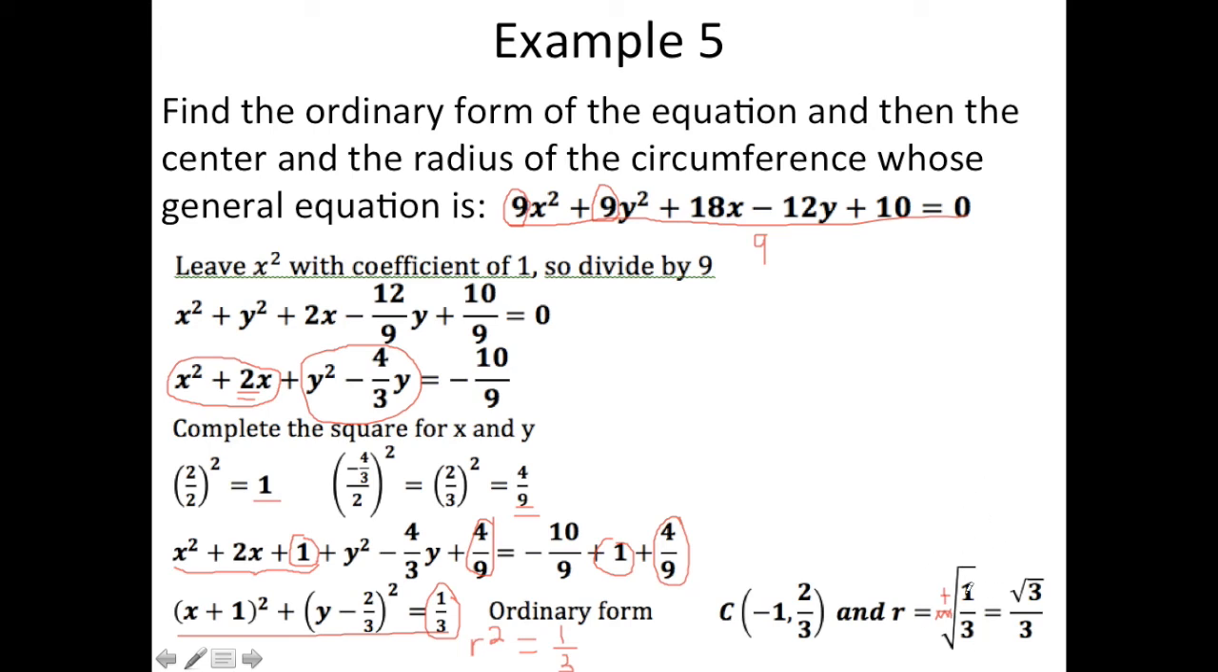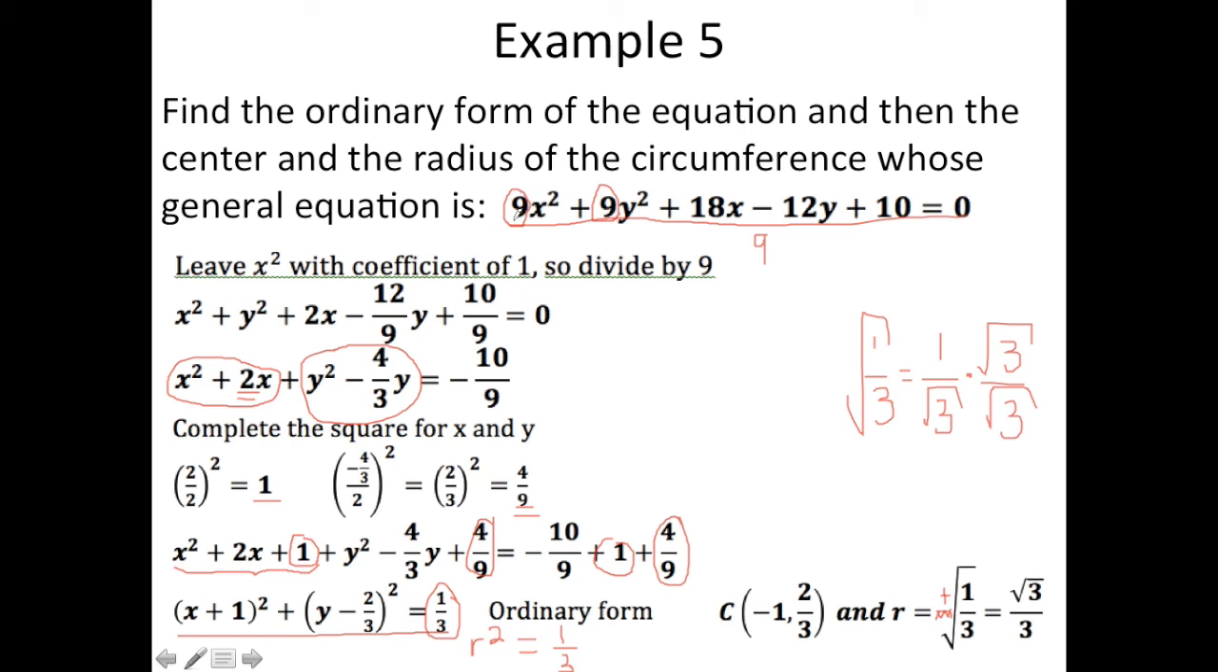Okay? And this, guys, I can rationalize. Remember that the square root of 1 over 3 is the same thing as doing the square root of 1, which is 1, over the square root of 3. And to rationalize, you would have to multiply both top and bottom, or numerator and denominator, by the square root of 3. If I multiply top by square root of 3 and bottom by square root of 3, you would end up with square root of 3 over 3. So once I have it in ordinary form, guys, I can find the center of my circumference and I can find the radius of my circumference.